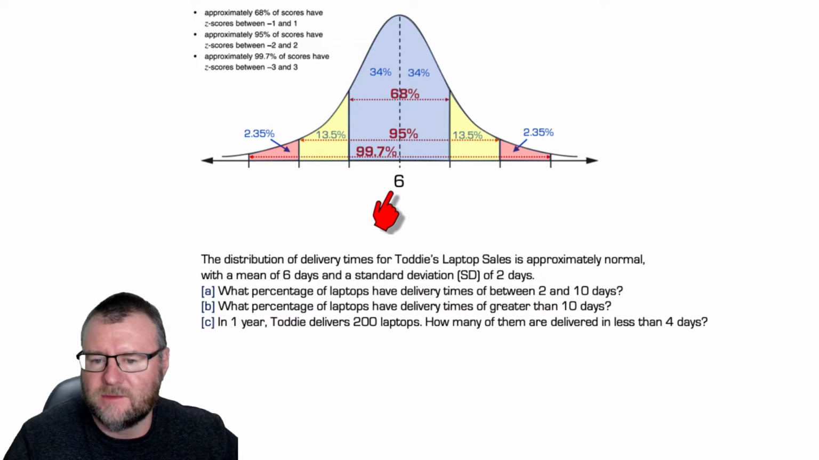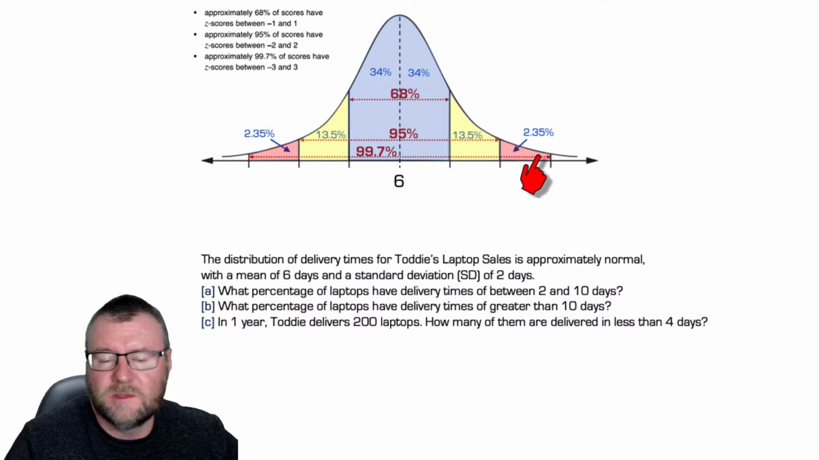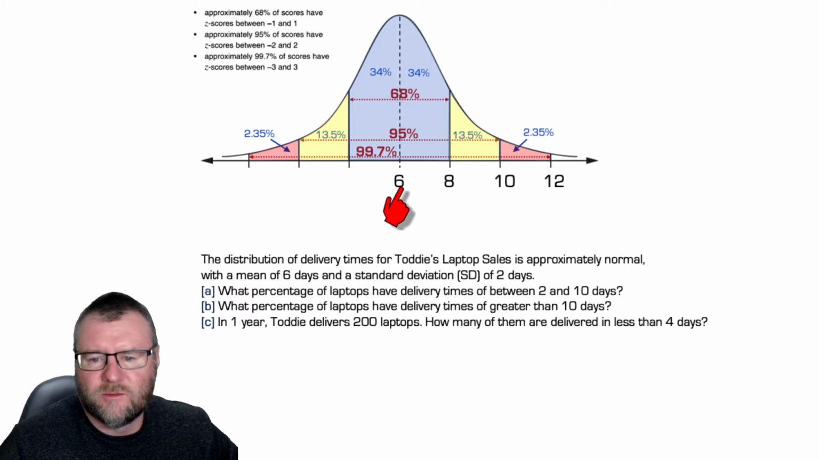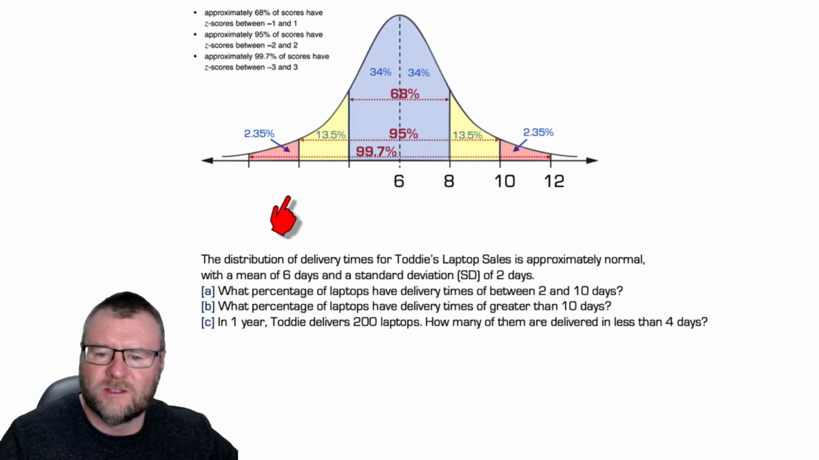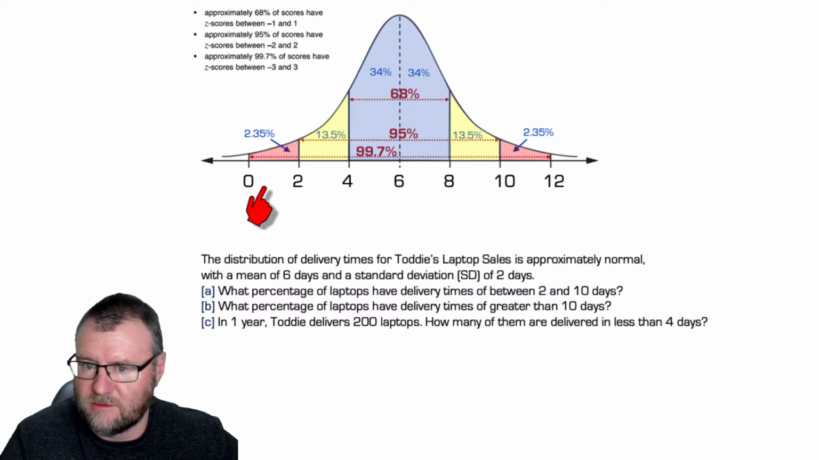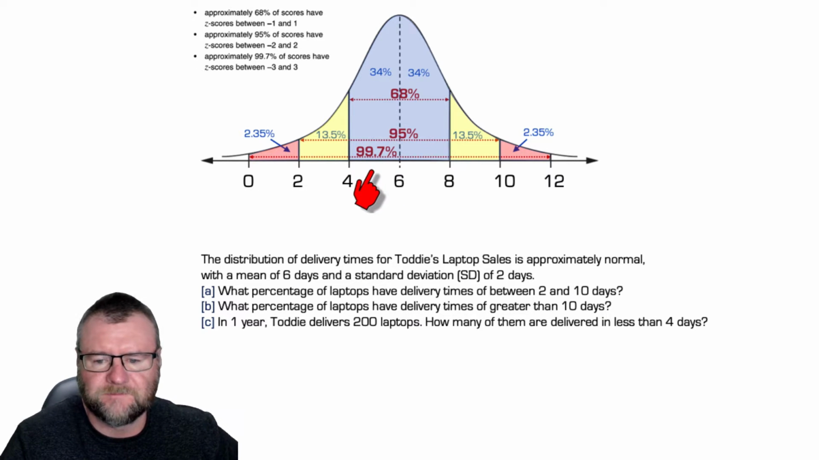So we've got a mean of 6. We know that in a normal distribution, the mean sits in the middle. We know each one of these strips is one standard deviation, which we're told is 2 days. So I can add these numbers to represent 8 days, 10 days, 12 days. And I can also go down as well, representing the 4, 2, and 0 delivery days, because every one of these is one standard deviation.